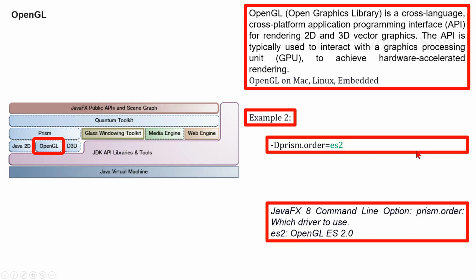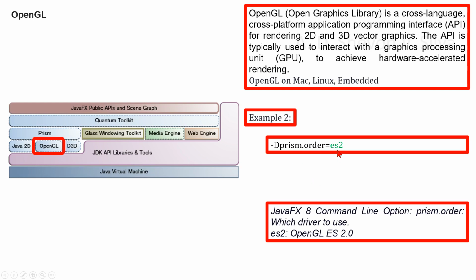As example 2, we can consider this JavaFX 8 command line option. Prism order implies which driver to use. Here ES2, OpenGL ES 2.0.